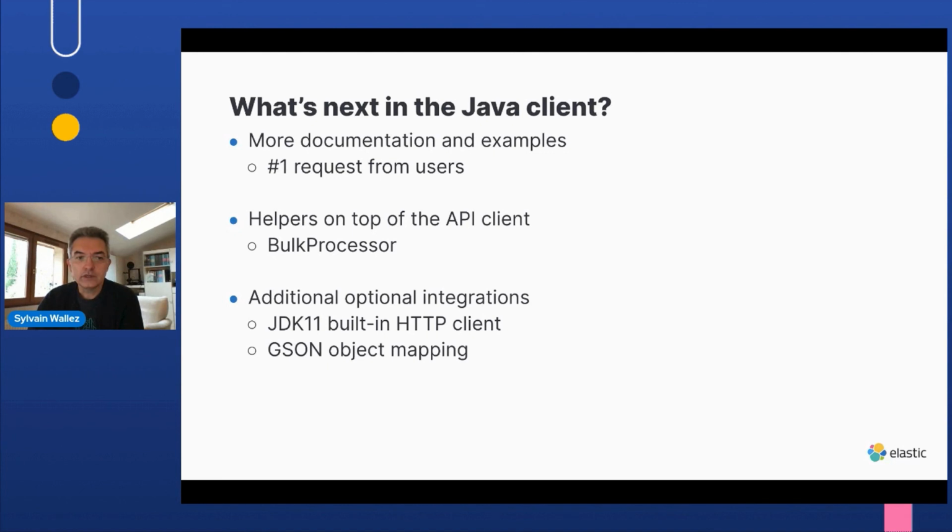Number two priority is also a number of helper objects. You probably know the bulk processor from the high-level client. That one is still missing. We're going to add it.